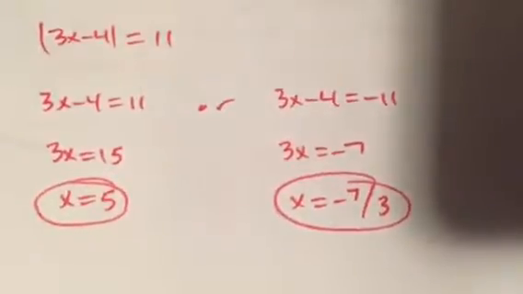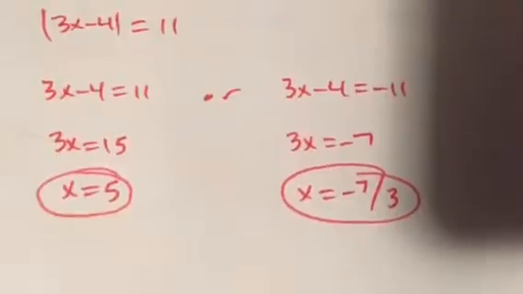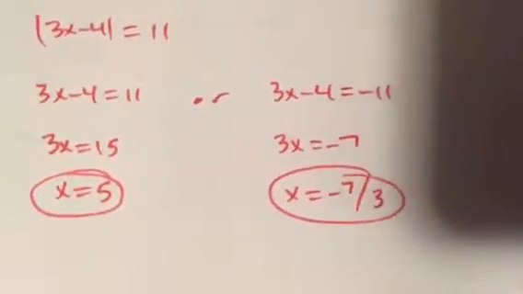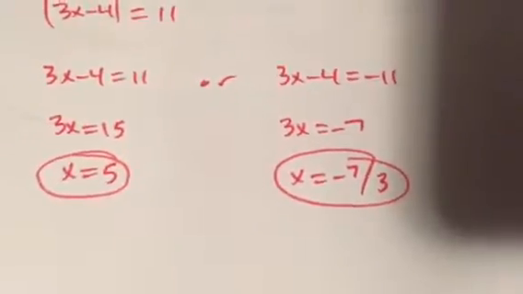3x minus 4 is 11, or 3x minus 4 is negative 11. Add 4 to both sides. You get 3x is 15, x is 5. Or you get 3x is negative 7. Divide by 3. You can call it negative 2.3 repeating, or negative 7 over 3.